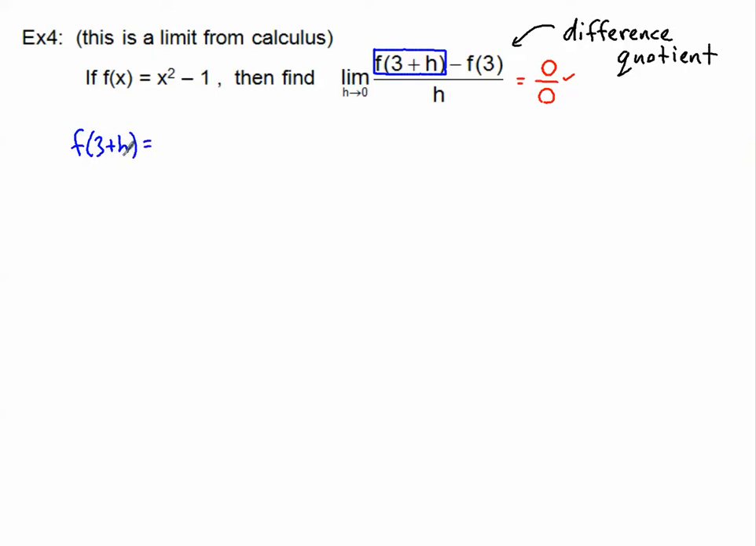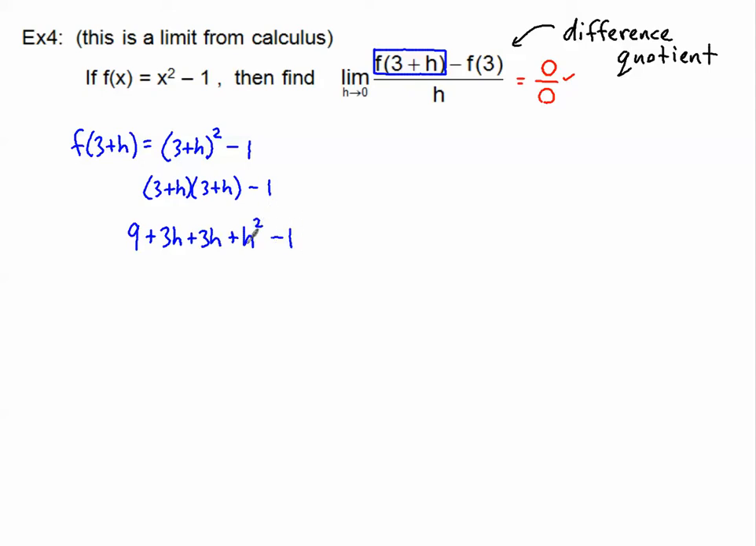So f of 3 plus h is basically taking the 3 plus h binomial and replacing x with that. Since f of x says take something and square it and subtract 1, f of 3 plus h is going to be the something squared minus 1. I'm just taking my new input, squaring it, and then subtracting 1. Squaring a binomial, of course, is the binomial times itself. And when I FOIL, I get 9. Outer terms are 3h. Inner terms are also 3h. And last terms are h squared. And then the minus 1 still.